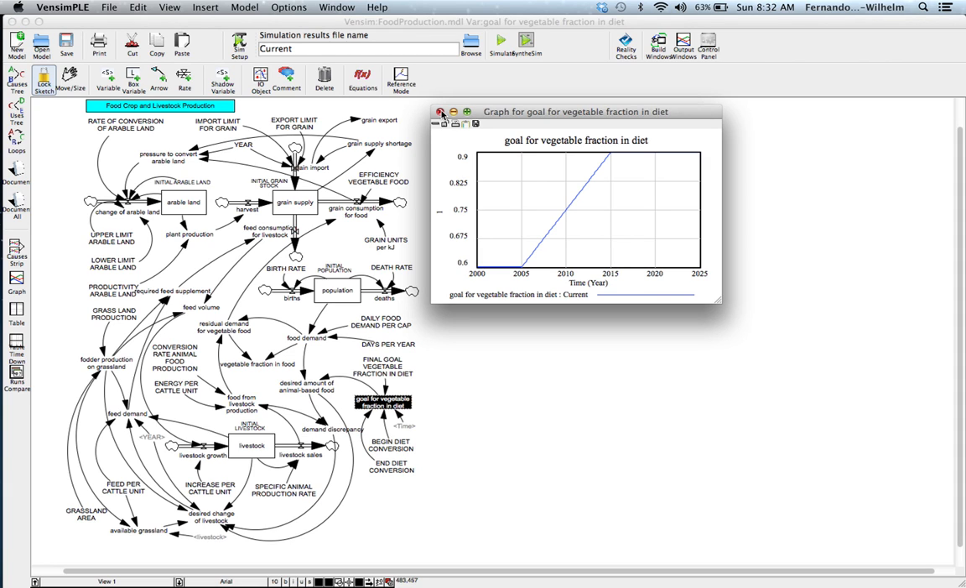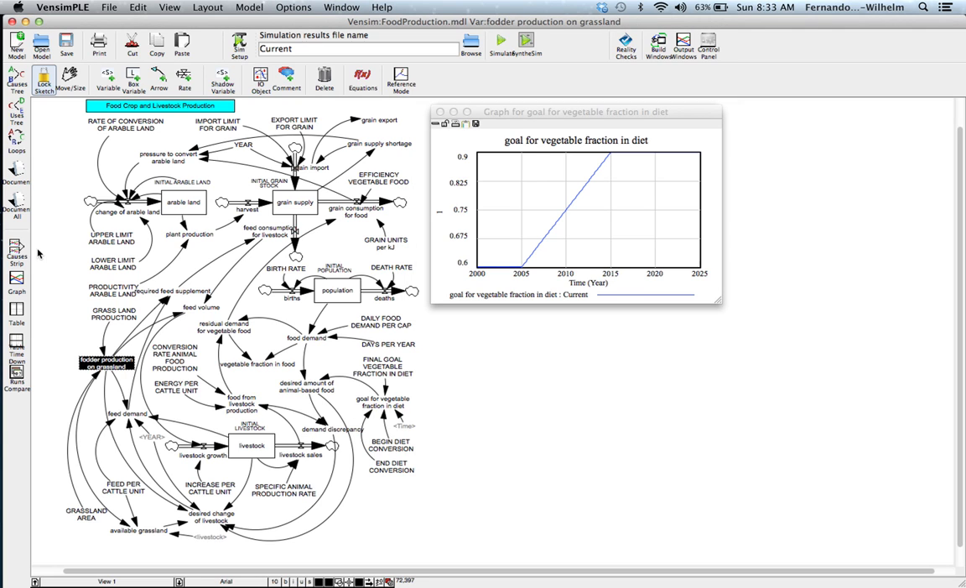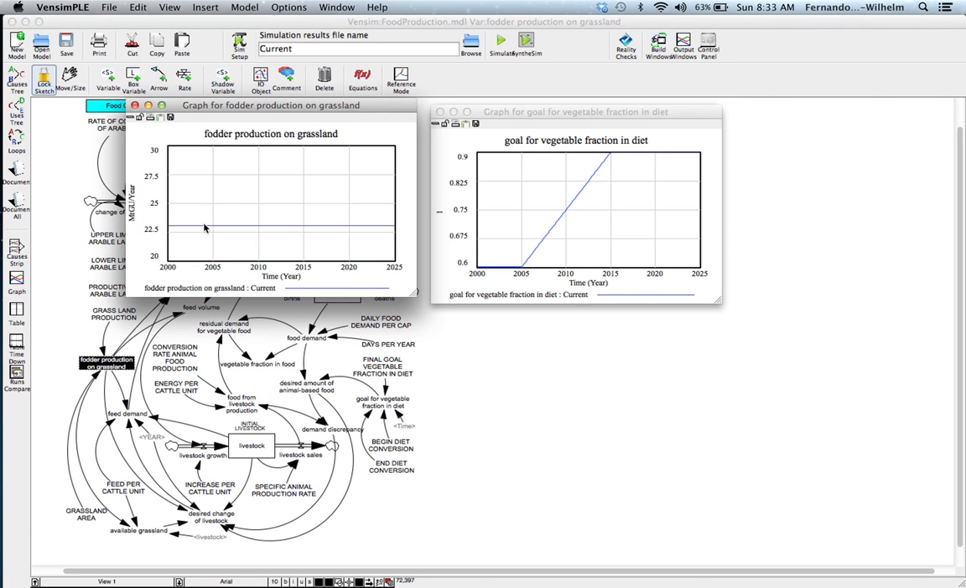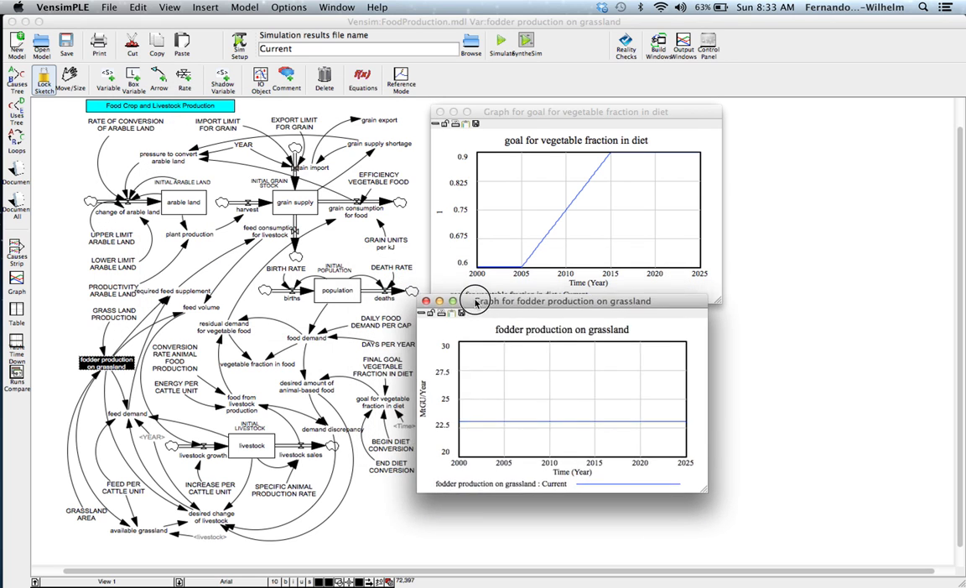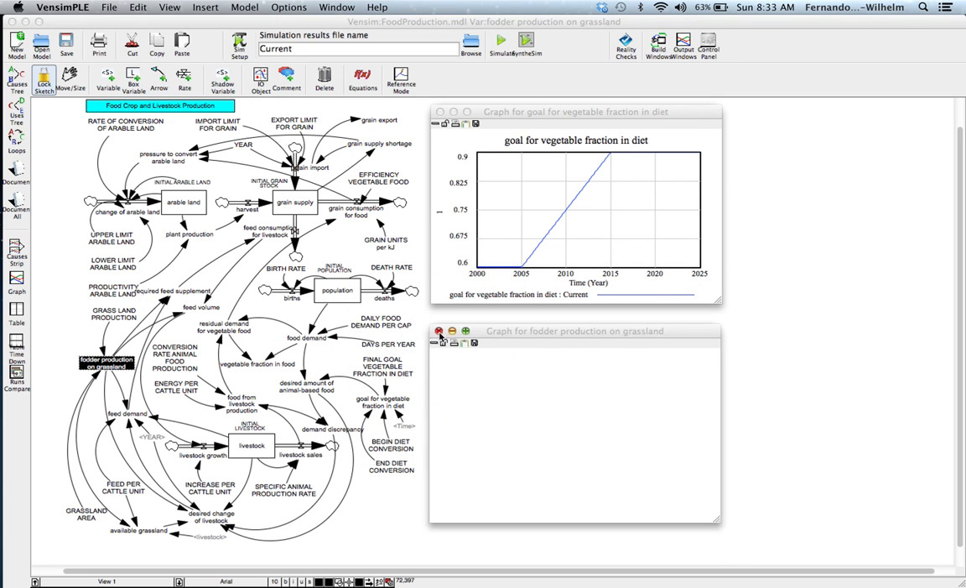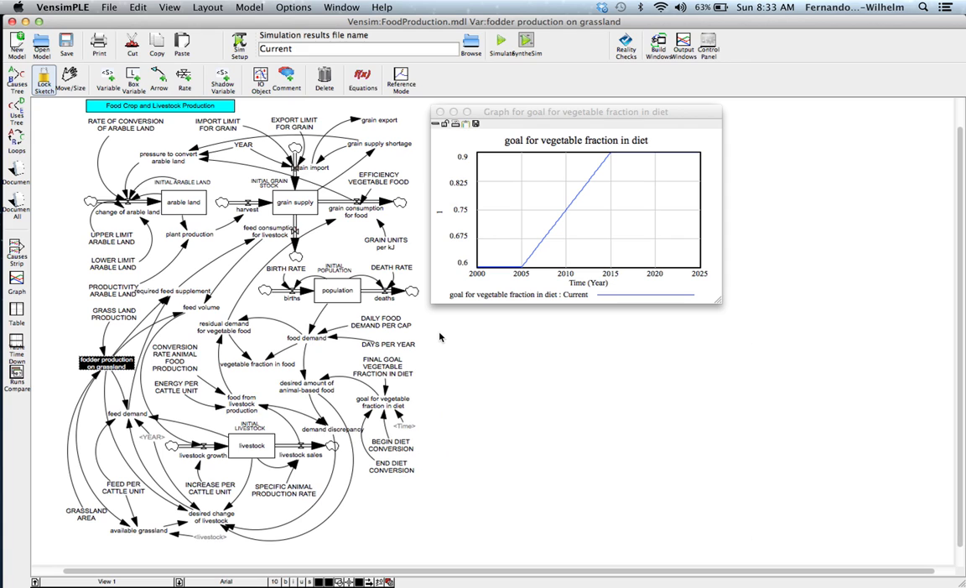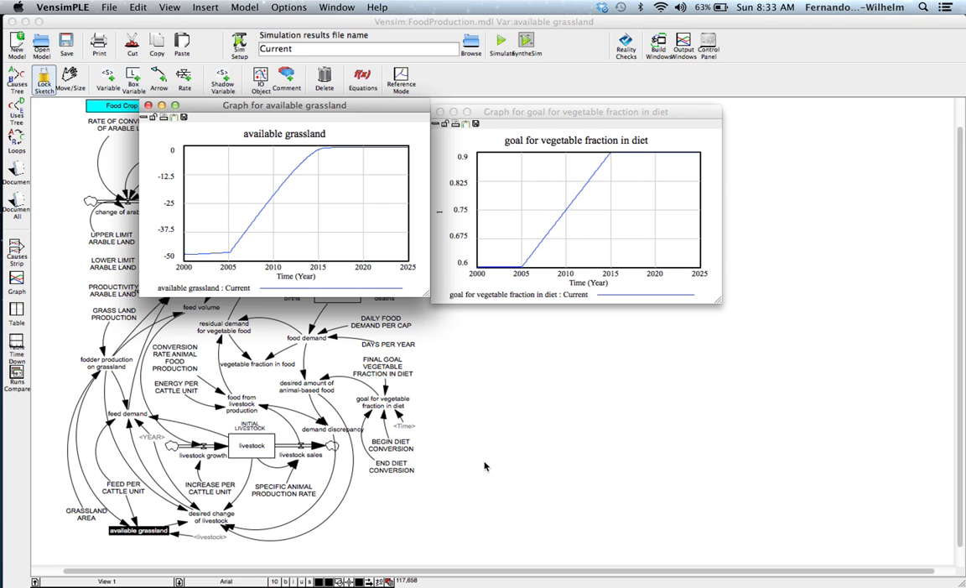What else can we look at? Let's see. Let's take a look at the arable land. I don't think we've done that yet. Well, actually, we did do that, but let's look at the production of a couple of things. I invite you to take a look at this too. Well, this is a constant, so it's really not very interesting. Let me bow out of that. Let's take a look at the available grass when you do the conversion.